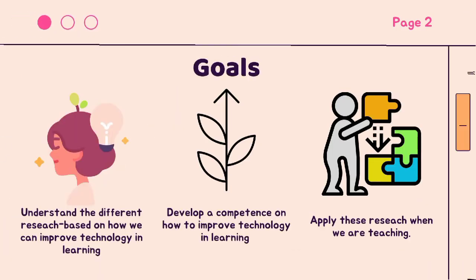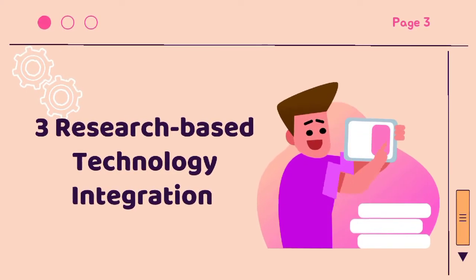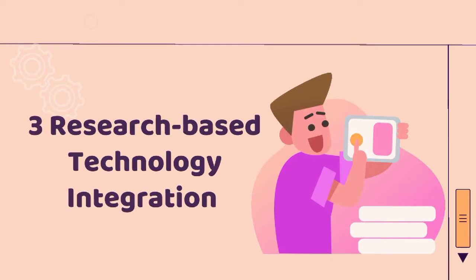Now before we proceed to the research-based technology integration, let's tackle the objectives of this lesson. By the end of the lesson, students must be able to, first, understand the different research based on how we can improve technology in learning. Second, develop a competence on how to improve technology in learning. And lastly, apply this research when we are teaching. So now let's proceed with the three research-based technology integration.